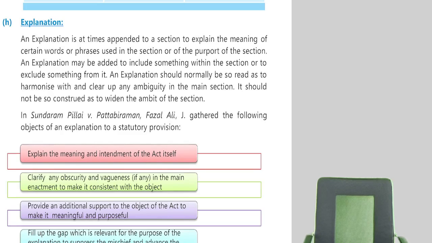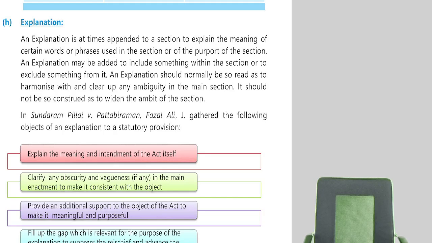For example, we are reading a section. There is a technical word. I don't know the meaning of that word. I went to section 2, not found. Explanation they have written. They will define the meaning of that phrase. They will not write a continuation to the section. That's all. Explanations cannot be used to expand the sections. They can be used only to explain the meaning of the terms used inside the section.